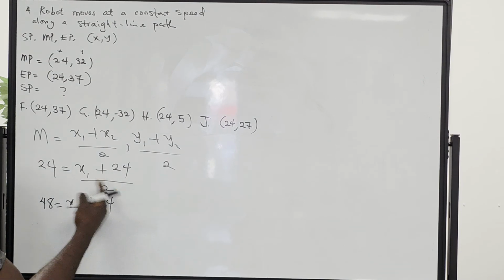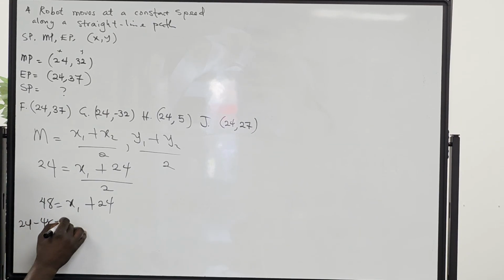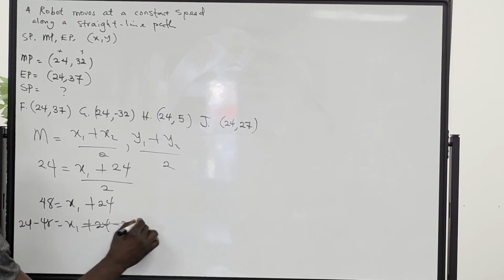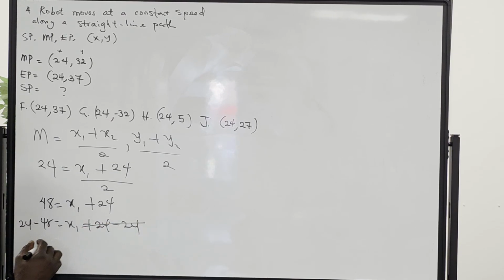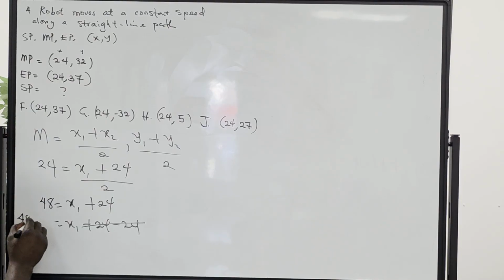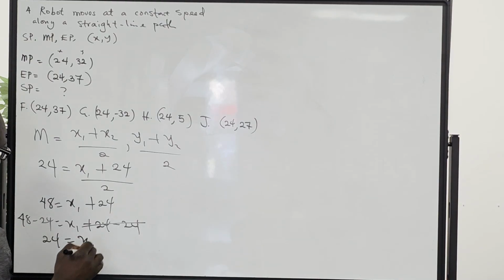So if you move these to that side, if you minus 24 from both sides, you have 48 minus 24 is equal to x1 plus 24 minus 24. So this cancels out. 48 minus 24 is 24. So we have 24 is equal to x1. So that's the first one.